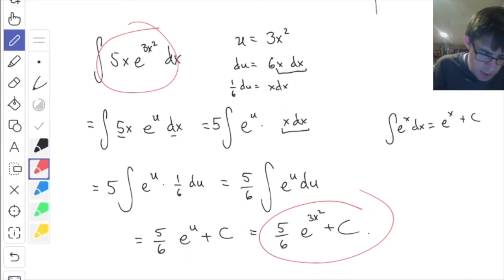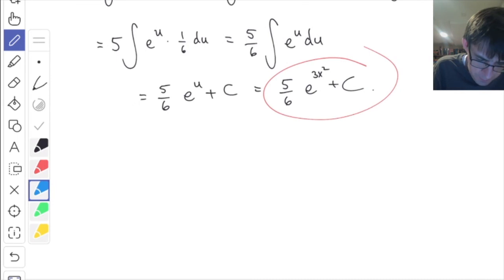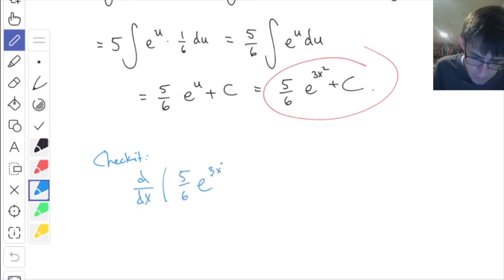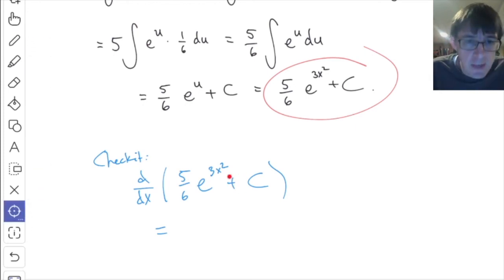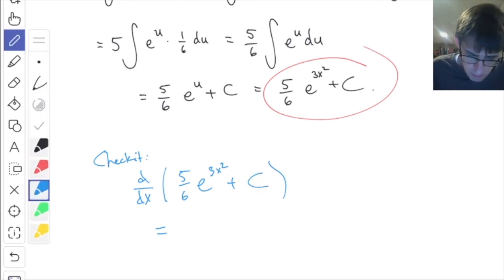So I'm going to check. I'll do it in blue. I take the derivative of the answer, the derivative of 5/6 e to the 3x squared plus c. If I did everything correctly, I should get the original thing that I started with as the answer for the derivative. What do I do here? First of all, this is added together, so I'm just going to do the derivative of the first part and then also the derivative of the c. But the c being a constant, this will go away. So the plus c will become 0.